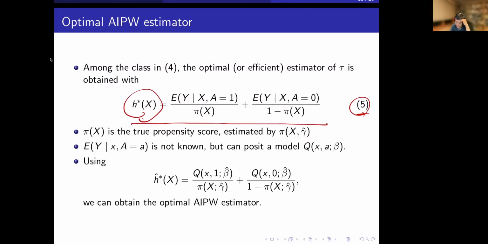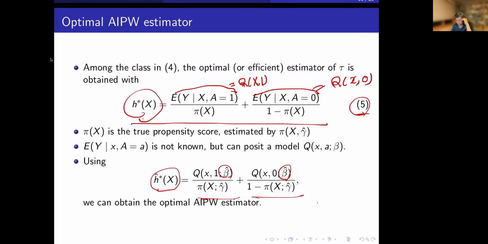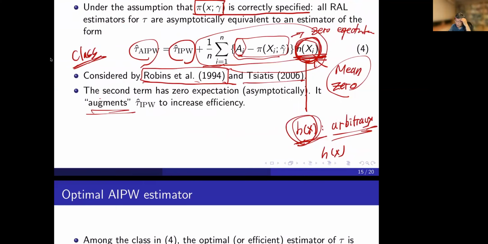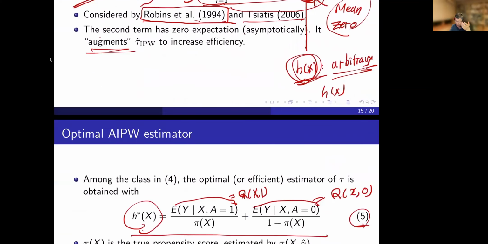Then how do we really estimate h star from the sample? This one is q(x,1) by definition, and this is q(x,0). You need to use the estimated parameters to obtain the numerator and the denominator. Then you plug in here to construct the final optimal estimator.